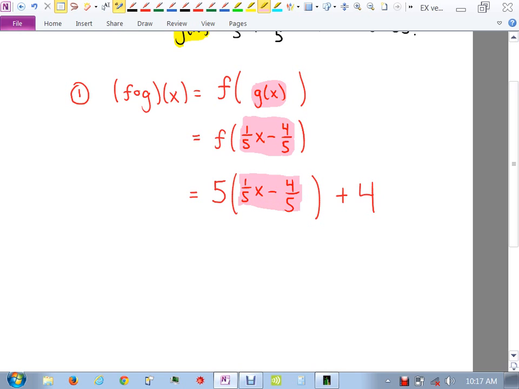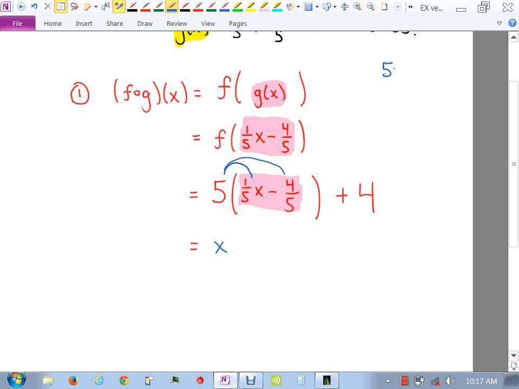Y'all see that? Distribute your 5 through the set of parentheses, and what happens when 5 goes through? 5 times 1/5 x becomes... What's 1/5 of 5? 1. It's 5 divided by 5. So it's 1. So 1x. So just x.